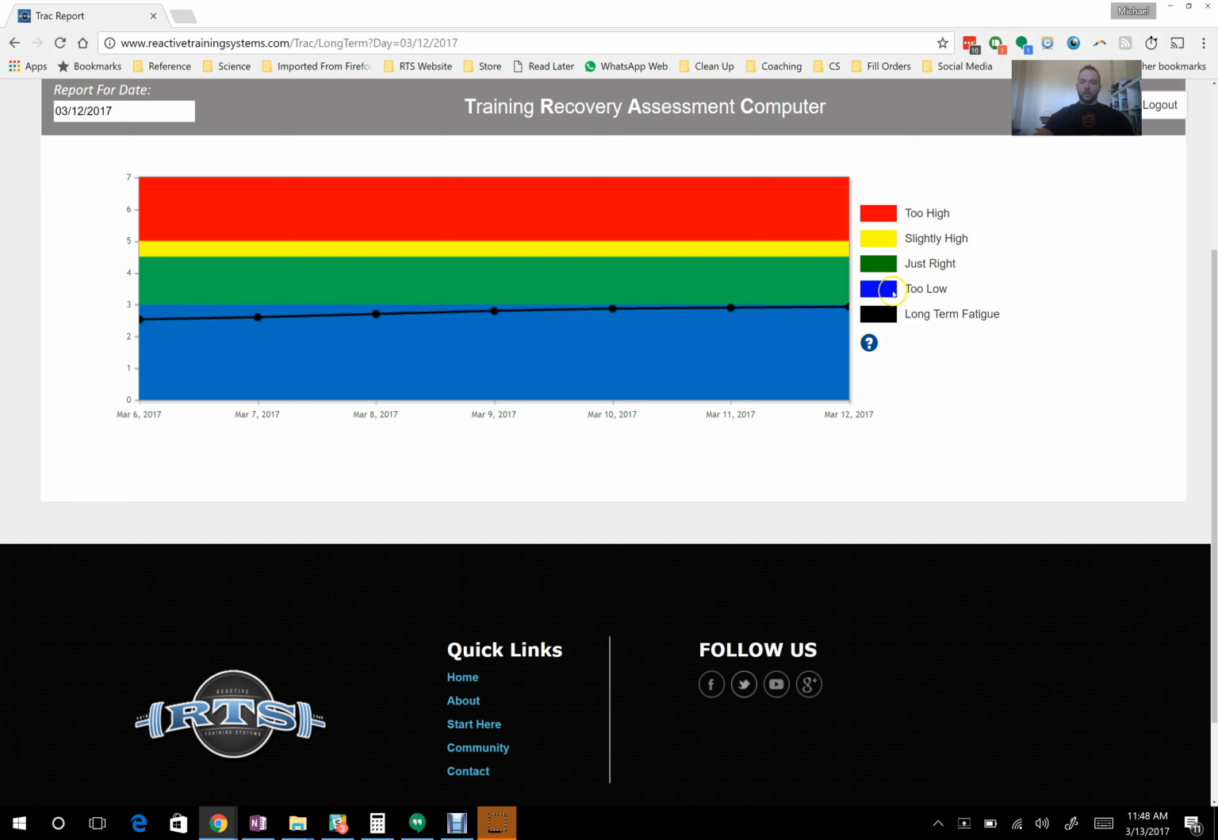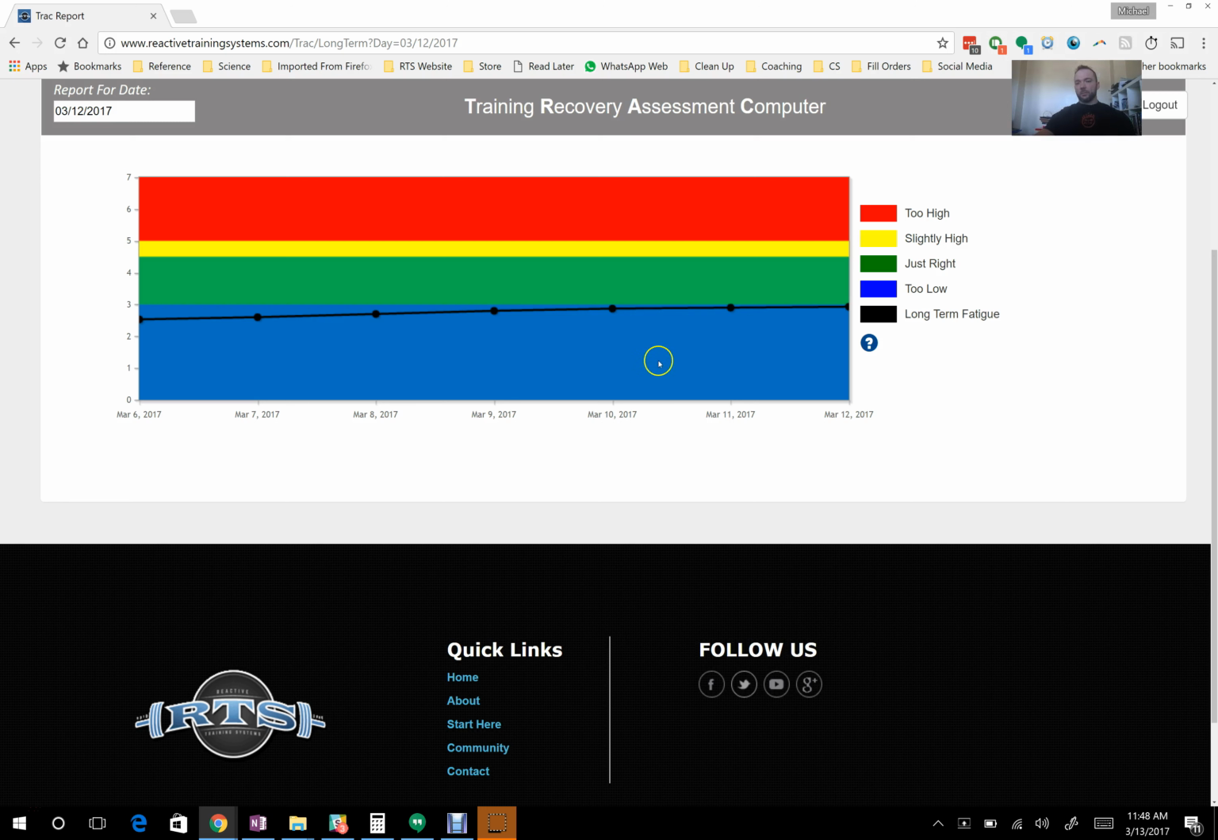which really, whether it's too low depends on the context of how you're improving in your training. If you're still improving in your training, then it's fine. But we call below 3 too low. And then if you're between 3 and a 4.5, then you're just right. Then the yellow will be slightly high, and then the red obviously is too high.